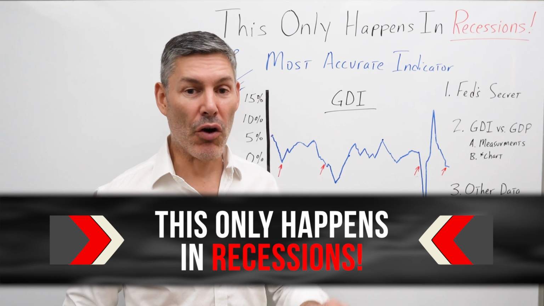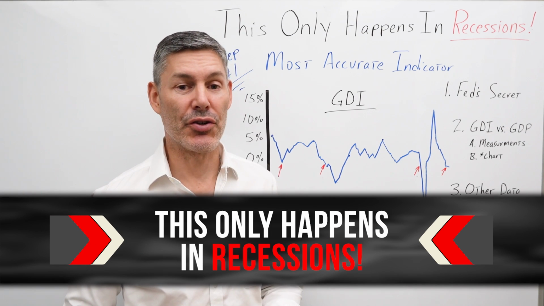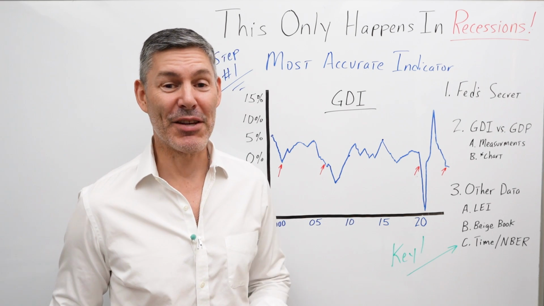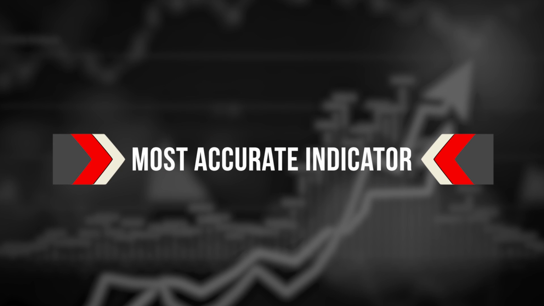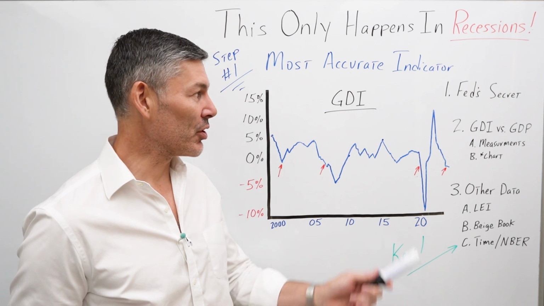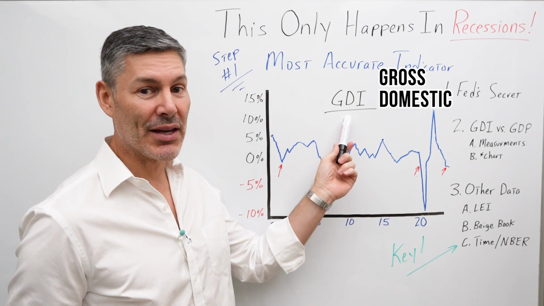What we see playing out right now in the US economy only happens during recessions. I'm going to explain this to you in one simple, fast step. Let's start by going over the most accurate indicator of economic output. Is that GDP? No, it's actually GDI, gross domestic income.